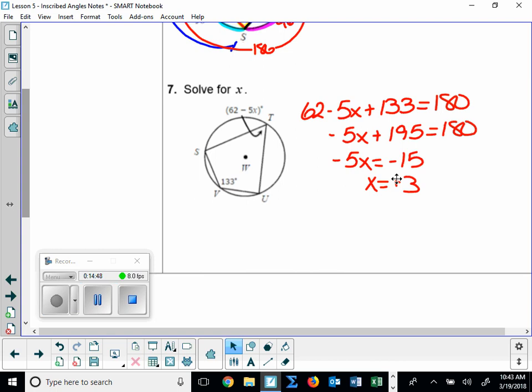All right, so for your summary, tell me the relationship between an inscribed angle and its intercepted arc, how a right angle is inscribed in a circle, and how a quadrilateral is inscribed in a circle.